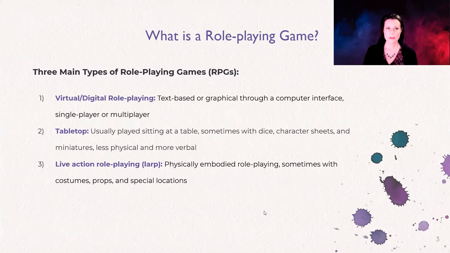So there's three main types of role-playing. There's virtual or digital role-playing, and that's text-based or graphical, usually through a computer interface of some sort, and it can be single-player or multiplayer. There's tabletop role-playing, usually played sitting at a table, sometimes with dice, character sheets, and miniatures. This is less physical and more verbal. And then there's live-action role-playing games, or LARPs. And that's where players physically embody the role-playing, sometimes with costumes, props, and other special locations. And LARPs and tabletops can be played online. That's a slightly different thing.